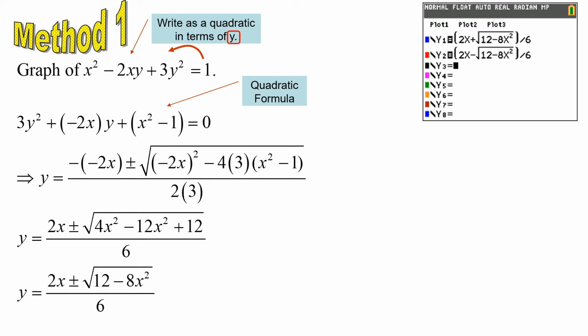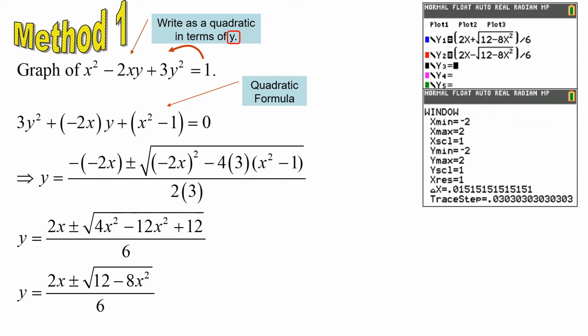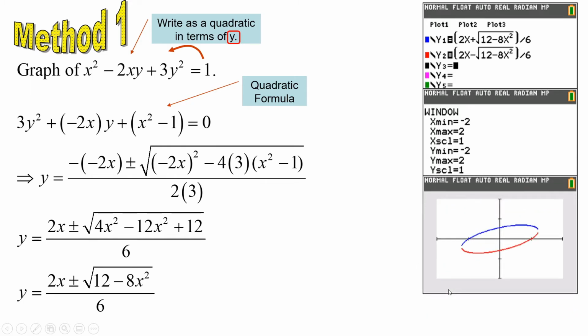Well, I'll be honest, I played a little bit, and I came up with x's of negative 2 to 2, and I think I did the same thing with my y's. Yeah, just like that. So go to your window and go x min of negative 2, x max of 2, and I'd scale by 1s, and then a y min of negative 2, and a y max of 2, and let's scale our y's by 1s too. The rest of this stuff I'm not going to touch. And then I hit graph, and there's my ellipse right there.